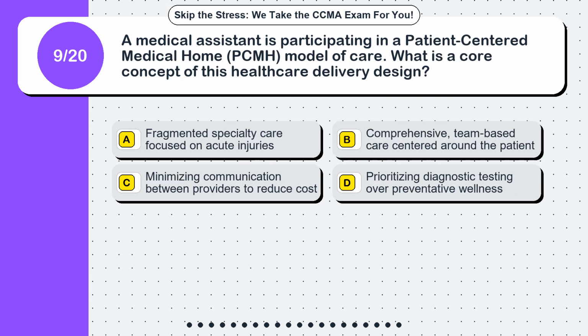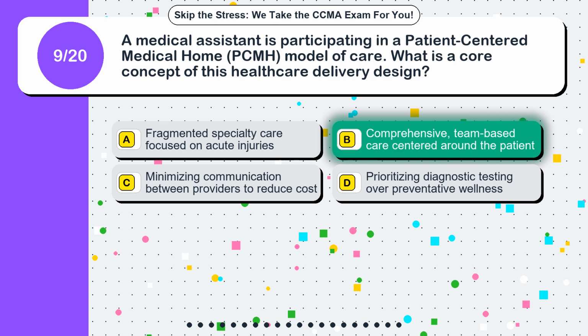Question 9. A medical assistant is participating in a patient-centered medical home, PCMH, model of care. What is a core concept of this healthcare delivery design? Option A, fragmented specialty care focused on acute injuries. Option B, comprehensive, team-based care centered around the patient. Option C, minimizing communication between providers to reduce cost. Option D, prioritizing diagnostic testing over preventative wellness. The correct answer is option B, comprehensive, team-based care centered around the patient.